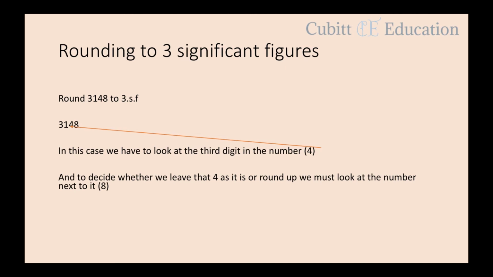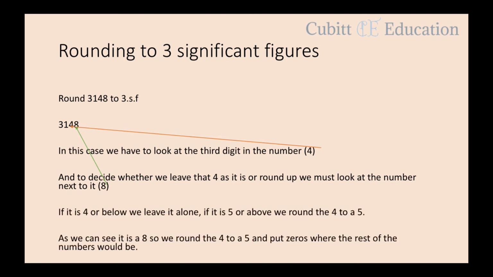To decide whether we leave that 4 as it is or round it up, we must look at the number next to it, which is the 8. As we've seen before, that 8 is 5 or above, which means the 4 will change to a 5, leaving us with an answer of 3,150. Okay, so as we can see, it's an 8 next to the third significant figure. So we round that 4 to a 5. It's the next one over. So it's 3 significant figures because we have 3 numbers, and then anything else is a 0.